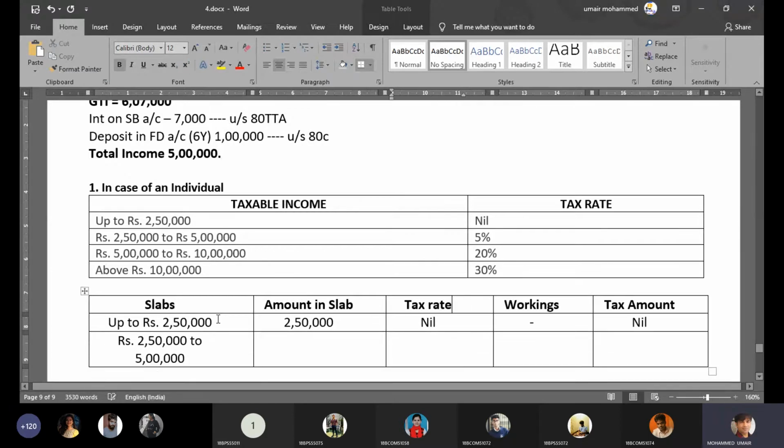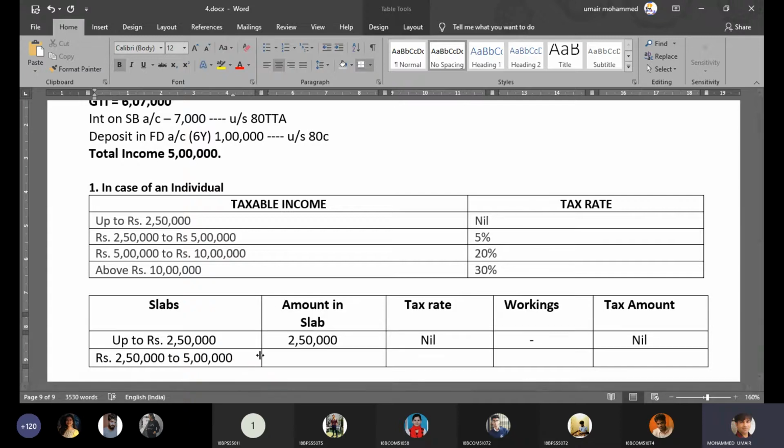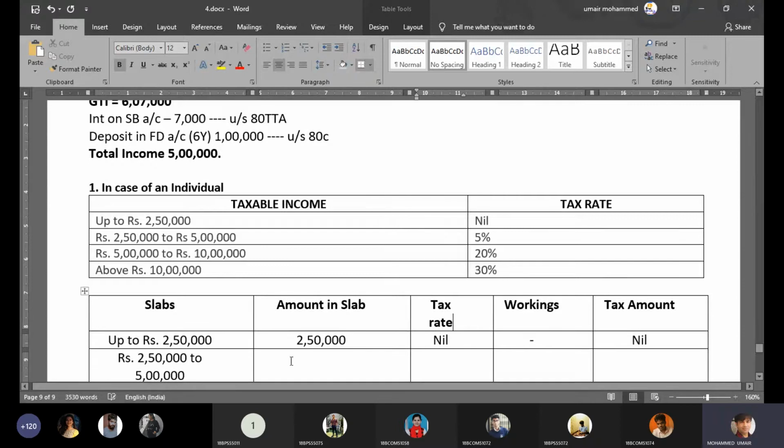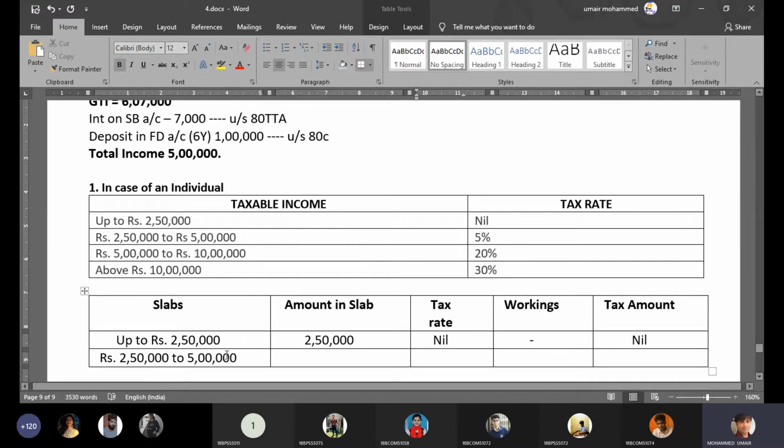What is the difference between the two brackets here? This is the lower bracket, which is 2,50,000, and the upper bracket amount is 5 lakhs. What's the difference between these two? The difference is 2,50,000. So write down the amount in the slab as 2,50,000. How did I get this? You have to figure out the difference between the upper bracket and the lower bracket. When you find the difference, 5 lakh minus 2,50,000, the amount you get is known as the amount in the slab.